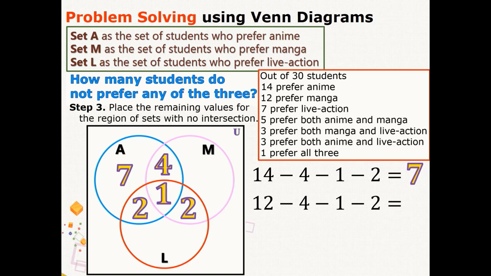12 prefer manga, but we already have 4, 1, and 2 on the circular figure of M. We need 5. And for the circular figure of L, we have 7 subtracted by 2, 1, and 2. We only have 2.